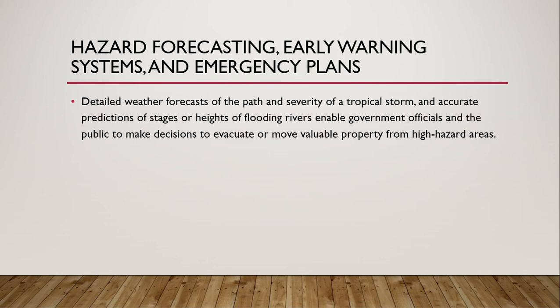Next is hazard forecasting, early warning system, and emergency plans. Detailed weather forecasts of the path and severity of a tropical storm and accurate prediction of stages or heights of flood rivers enable government officials and the public to make decisions to evacuate or move valuable properties from high hazard areas.